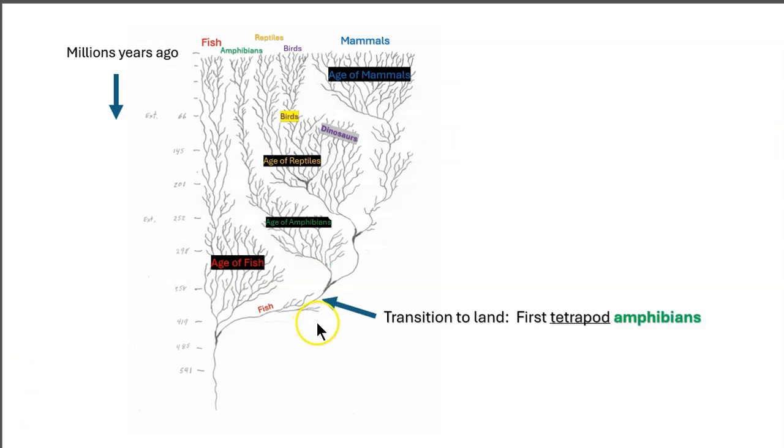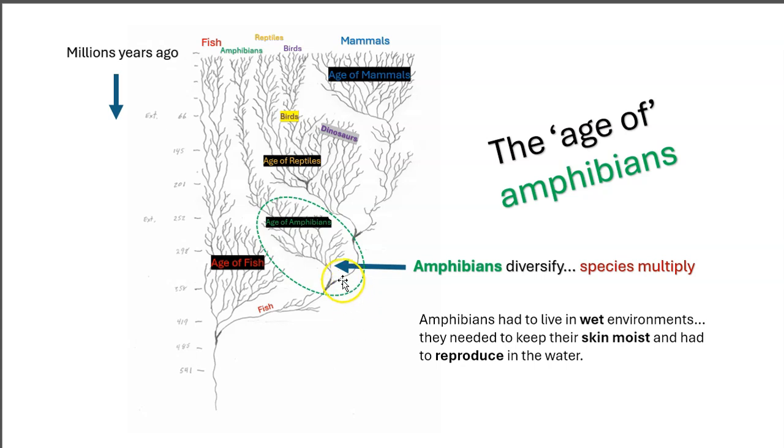All right, so let's return to our tree. We have the transition to land. Vertebrates are moving onto land with the first tetrapod amphibians. Now, evidently, this amphibian body plan, the adaptations suitable for life on land, that was a successful body plan as well, because we get a lot of diversification of amphibian species at this time.